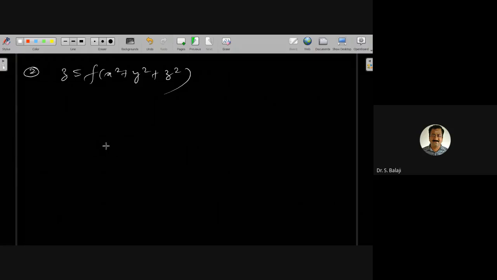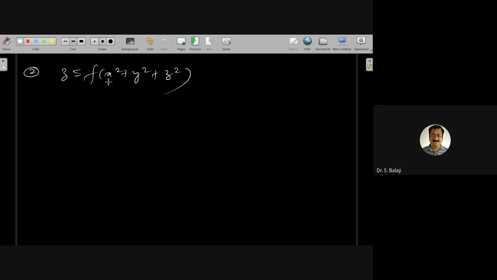In a similar manner, give the answer for this second one. z equal to f of x square plus y square plus z square. Can you give the answer for this one, all of you? When we differentiate partially with respect to x, f dash of the whole thing, and with respect to x you get 2x plus 2z p. With respect to y, once again you get 2y plus 2z q, times f dash of the whole thing. All of you try and give your answer for the partial differential equation.